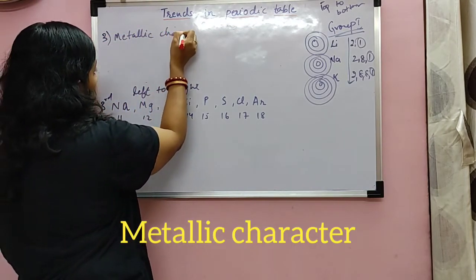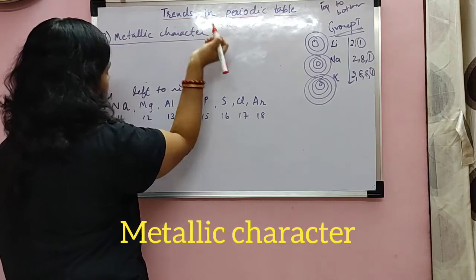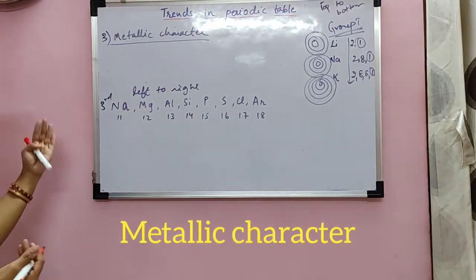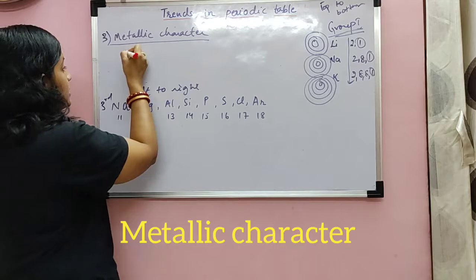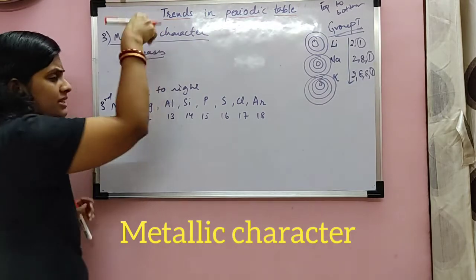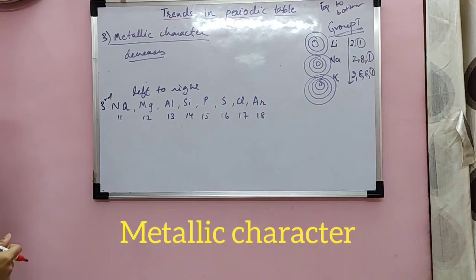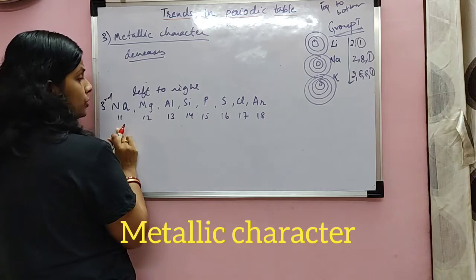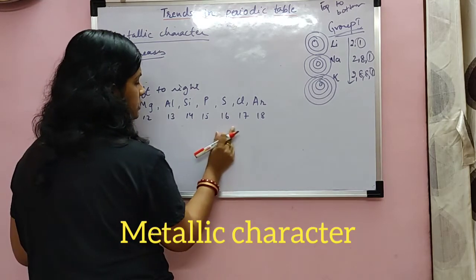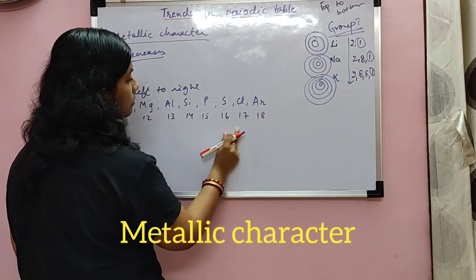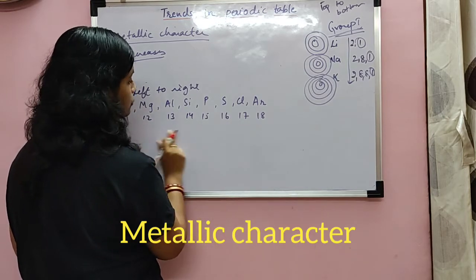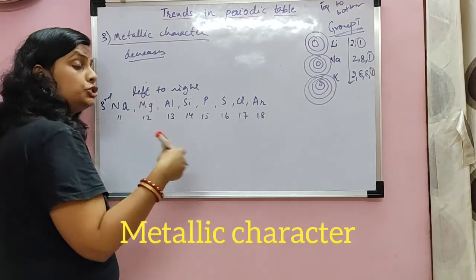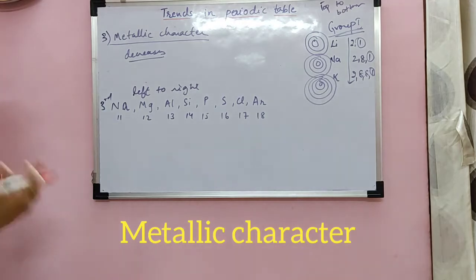So the third characteristic is metallic character. Now what happens to metallic character when you move from left to right in a period? It decreases. Why does metallic character decrease when you move in a period? The reason is, as you are moving from left to right, the metals are being converted into non-metals. So the tendency to lose electrons decreases.